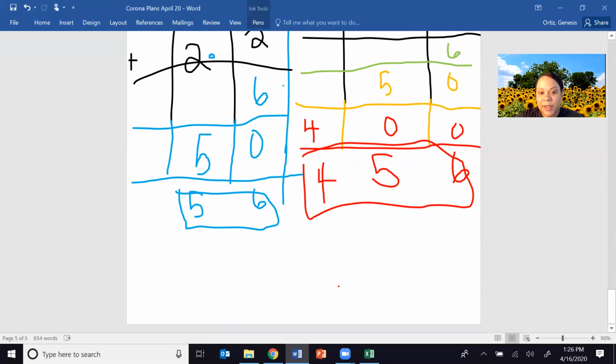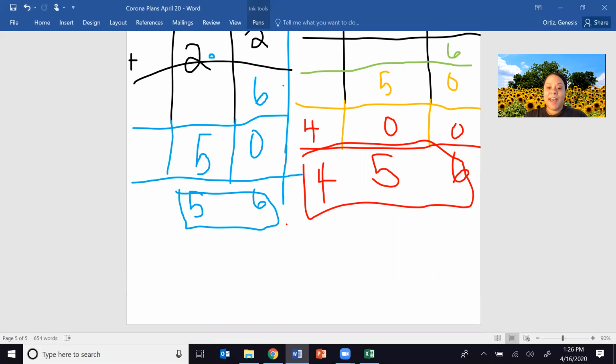So let's compare our two answers, right? What is the same here? What is the same? I'm going to give you a minute to think about it. What's the same and what's different? Well, I'm going to tell you the answer.